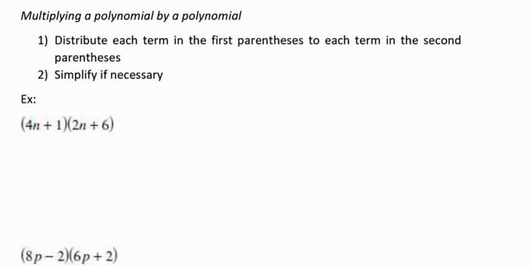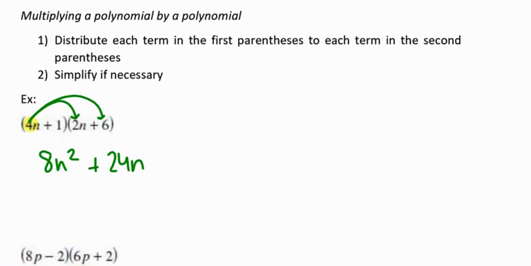So when I have a binomial times a binomial, I'm really just focused on the first term initially, and I want to distribute that term to both terms in the second set of parentheses. So I'm going to look at this 4n here, and I want to multiply that and distribute it through to this 2n and this positive 6. So I have 4n times 2n is 8n squared. And I have 4n times 6, which is a positive 24n.